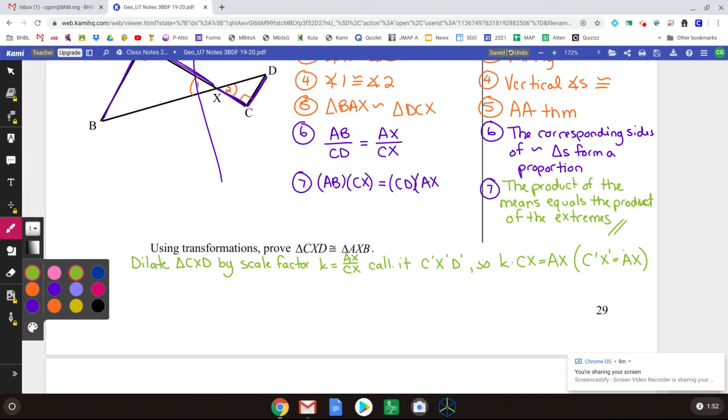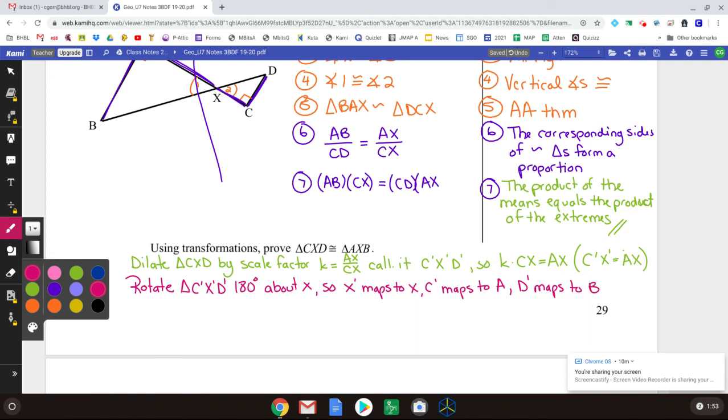Now, what we're going to do next is we are then going to rotate our new triangle, C prime, X prime, D prime, 180 degrees about X, so that X prime maps to X, C prime maps to A, and D prime maps to B. Now, we know that we can do this because dilations and rotations preserve our angle measures.